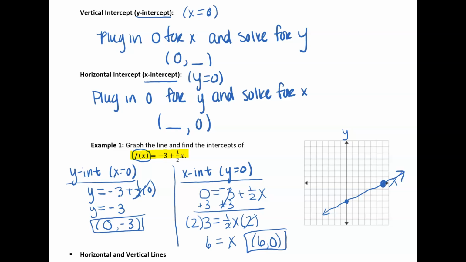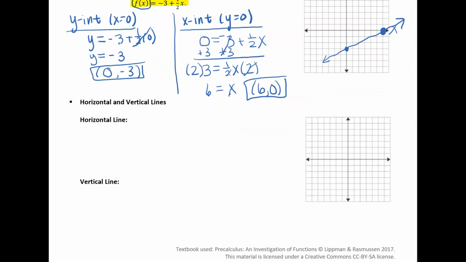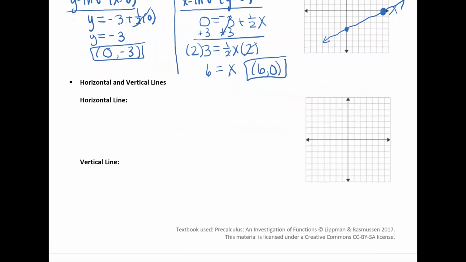Because not all the equations you're going to work with in finding x and y intercepts are going to be as easy as that equation that was given. But I want to review, go over, and remind you of these processes. And so if we have our x and y intercepts, let's move on and look at our horizontal and vertical lines. Horizontal and vertical lines are really nice lines because you can graph them really quickly.